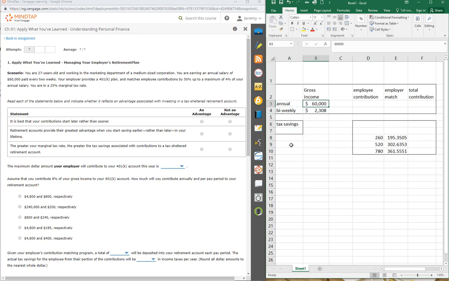So I know my gross income is 60,000. This is before all my taxes and withdrawals and everything. And my biweekly gross pay would be 2308.